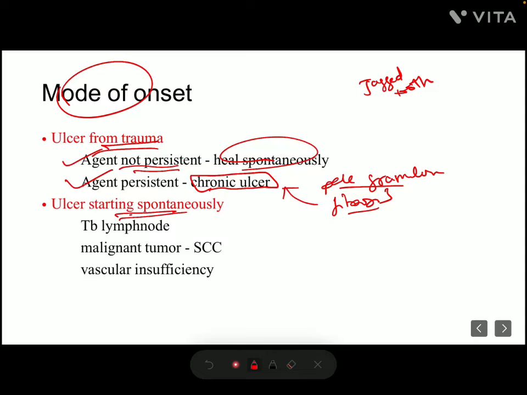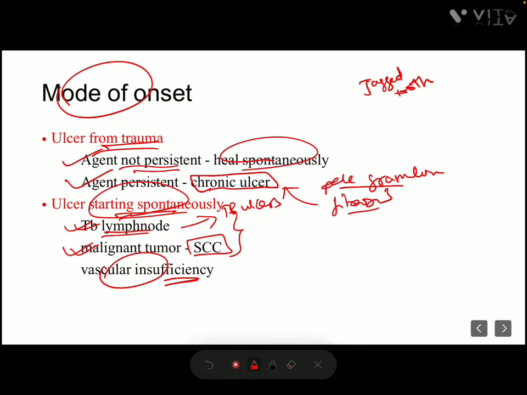In other conditions, an ulcer might develop spontaneously out of nowhere. Some ulcers are preceded by swellings or lumps, like in cases of tuberculous lymph nodes and malignant tumors. In case of TB lymph nodes, after they get caseated, when they break out, they might lead to tuberculous ulcers. And in the initial stages of SCC, it starts as a proliferation, but gradually it becomes an ulceroproliferative growth. Vascular insufficiency can also cause ulcers, but this is not preceded by any lumps.